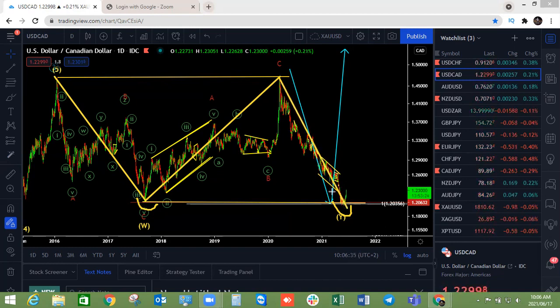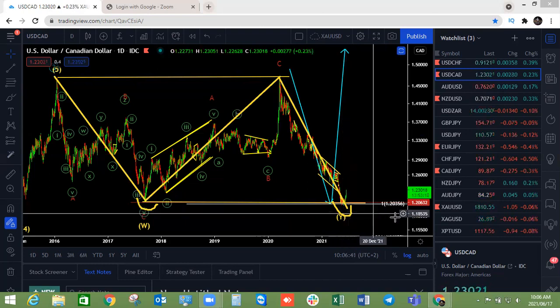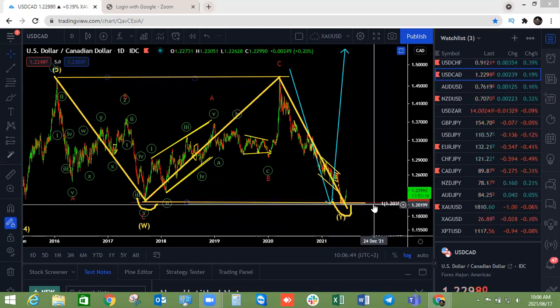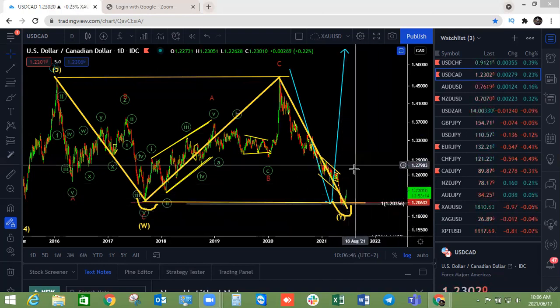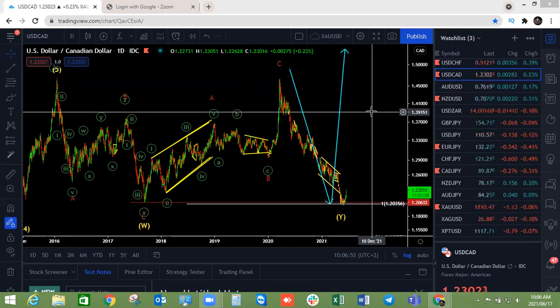If you look at our charts from around June last year, you'll see that we've been looking for this to come down to exactly this area here, which is 120.63, which we have retested, and we are now looking to the upside.